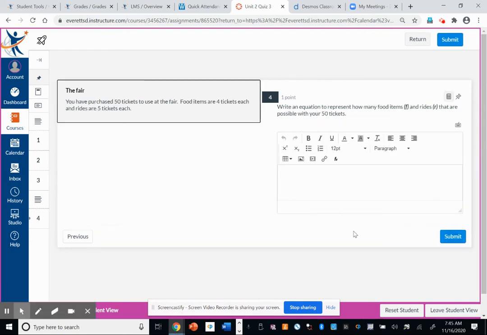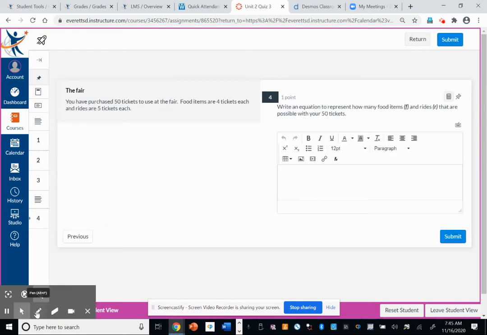Number 4 is a different situation. So on number 4, it says you have purchased 50 tickets to use at the fair. So that's a total, 50 tickets to use at the fair. Food items are 4 tickets and rides are 5 tickets. Write an equation to represent how many food items, F, and rides, R, that are possible with your 50 tickets.